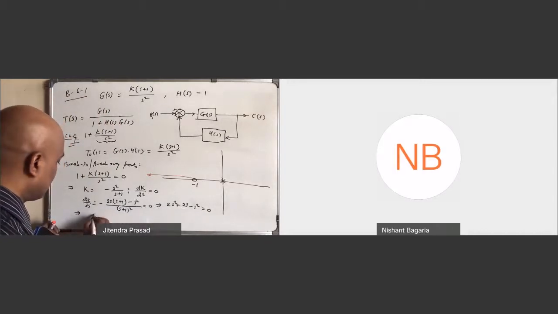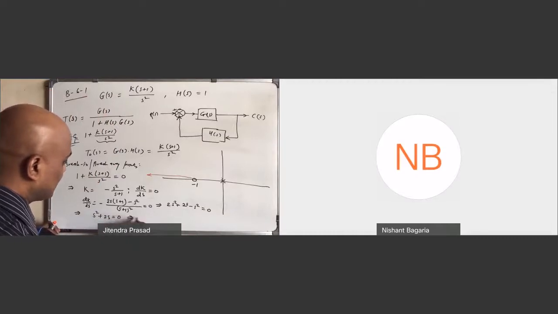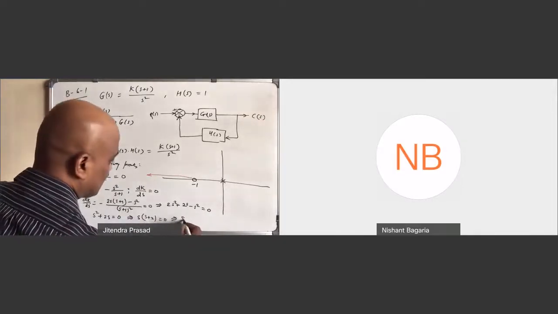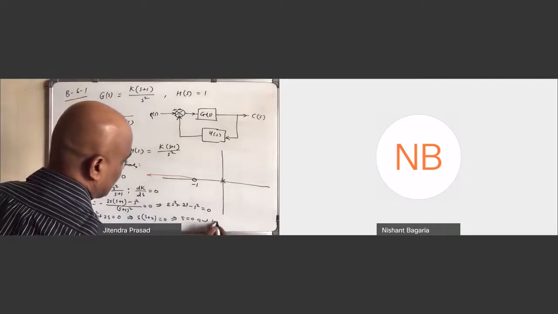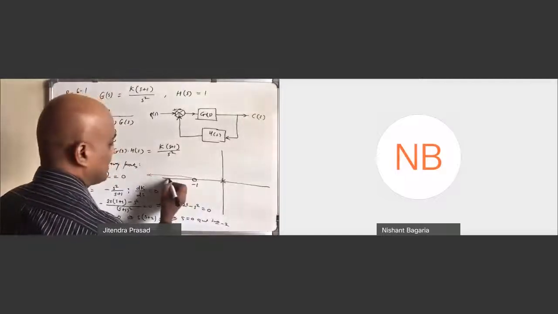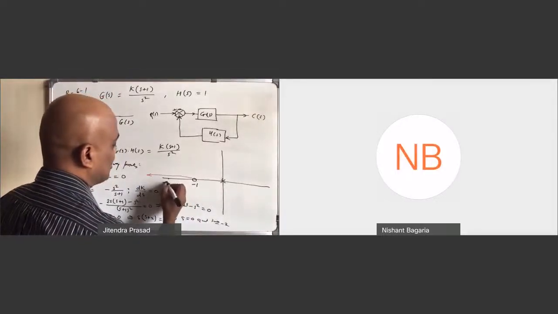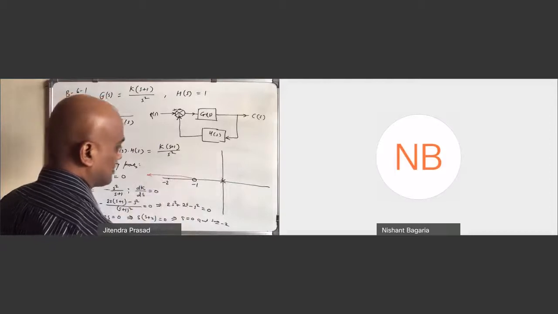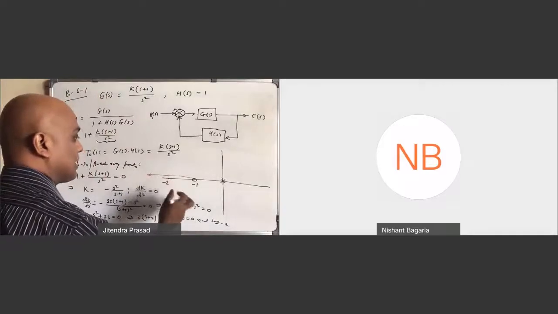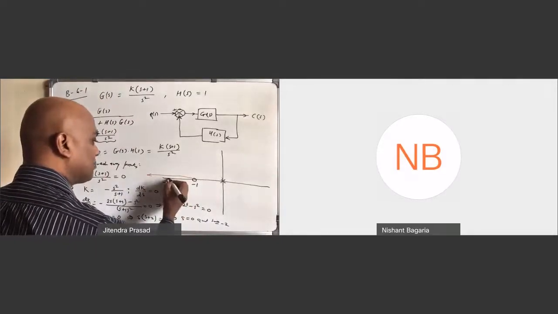s square plus 2s equal to 0, and hence we get s and s plus 2 equal to 0, or you get simply s equal to 0 and s equal to minus 2. So that means there is a point here, which is minus 2, and here there is a breaking point, right? Breakaway and break-in points. Okay, and here what will be the value?